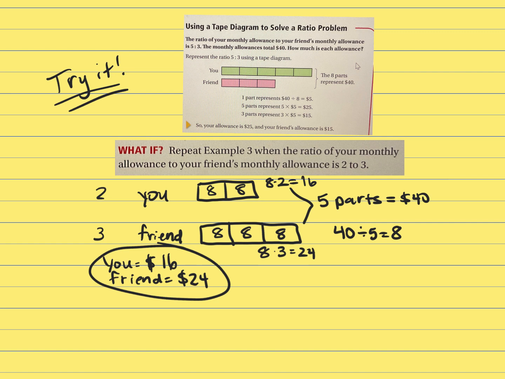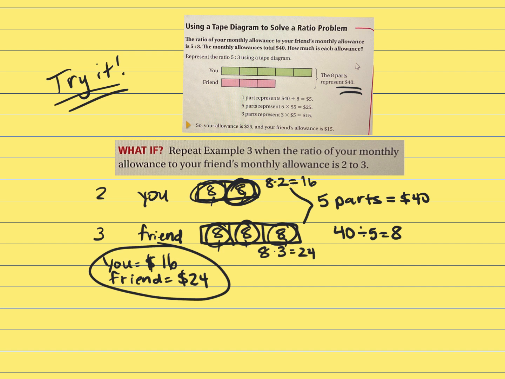All right, this should be your answer. Kind of see how I did the parts here. I broke it up. I have 5 total parts. I know they still equal 40 because that's what it says up here. I took the 40 that it equals total and I divided it by 5 because of the 1, 2, 3, 4, 5. Got 8. That means each of these pieces now equals 8.